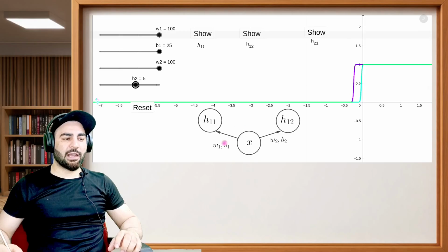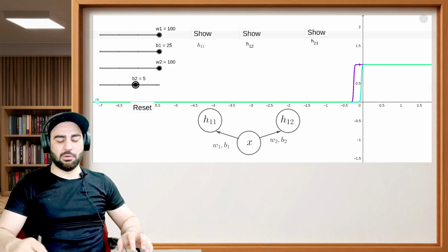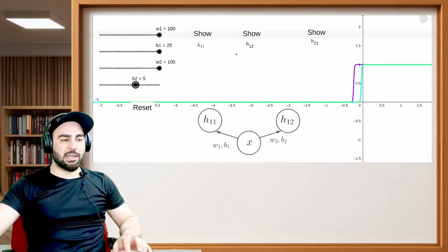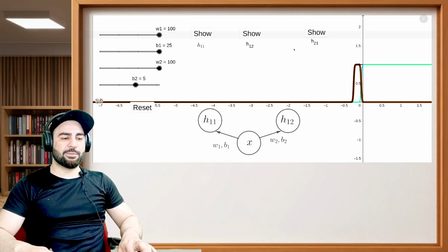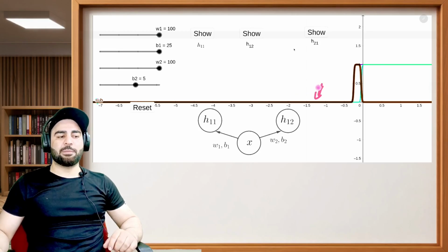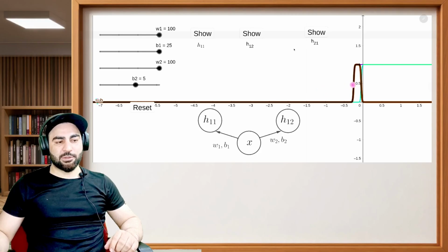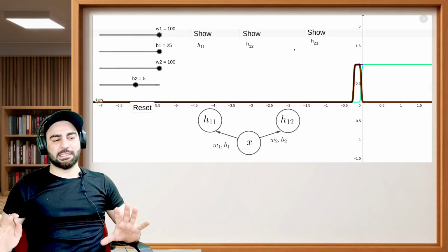Now I have to show you this. If I combine h11 and h12, it will give me h21, which is equal to h11 minus h12. I'll subtract these two things together, and then it will be something like this. Now if you see the black curve over here, you can clearly see that this is the tower function that we wanted. Not with exact precision, but it is like a tower function.